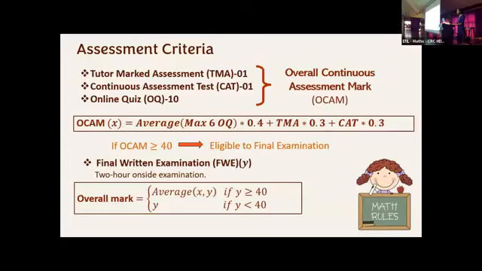Then how do you know whether you have passed or not? If this overall mark is greater than or equal to 40, then you have passed the examination.